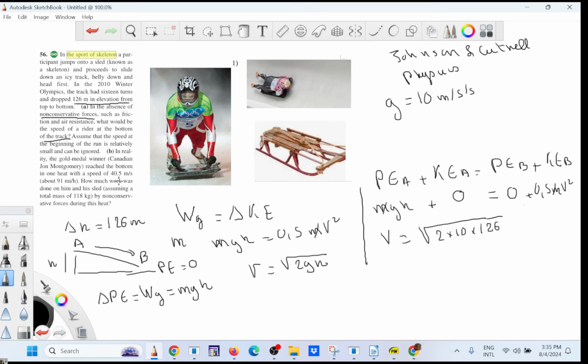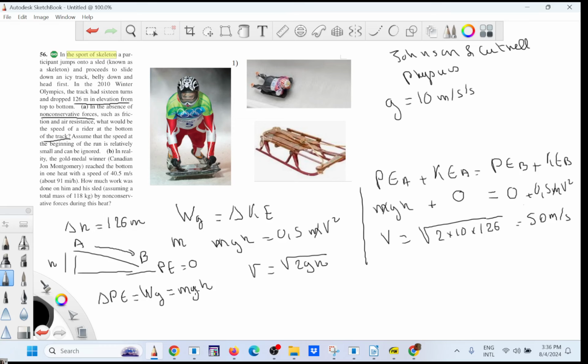So now what's going to happen? Now you do have friction. And at the bottom, instead of having this speed here, and this speed is 50 meters per second, you have a smaller speed, which means that some of the energy has been lost to heat, because of the work done by friction.